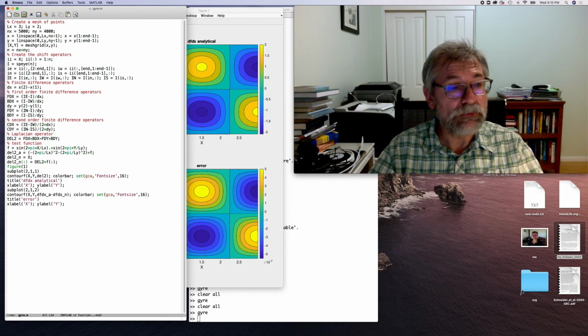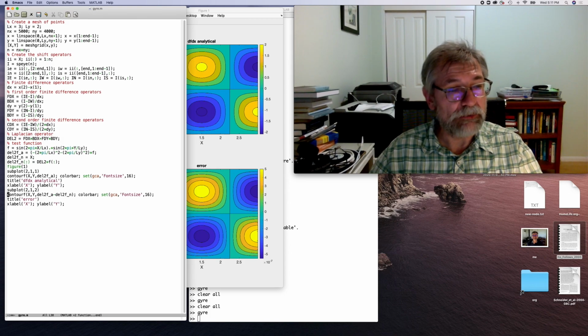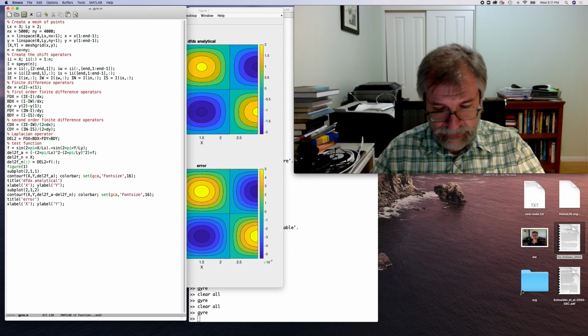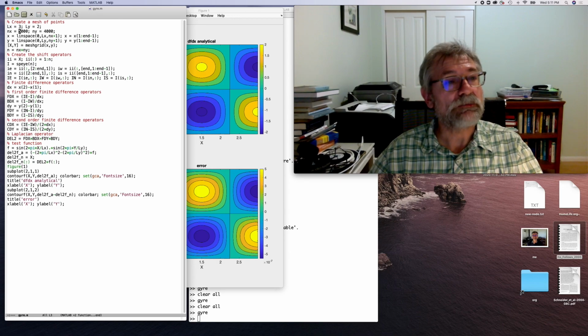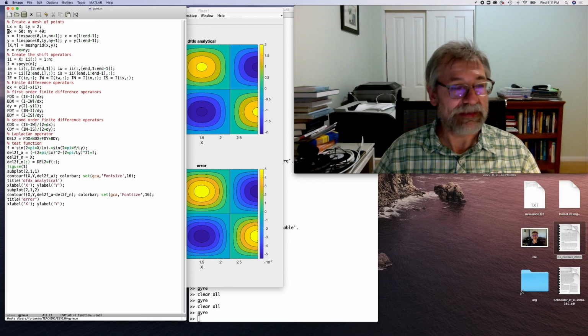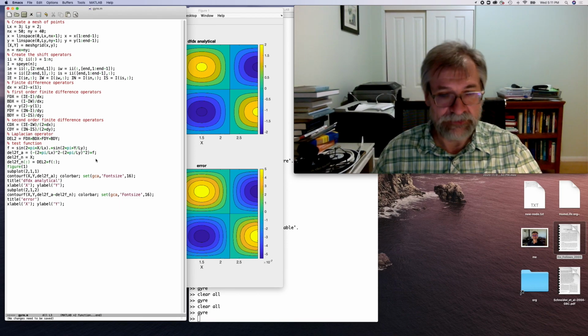Del 2 f analytical. I should put the f here. F, f, f. And then del 2 f analytical, del 2 f numerical. I think that's ready to try, but let's go back to a small number of grid points so we can see the convergence rate as we make the mesh finer and finer.